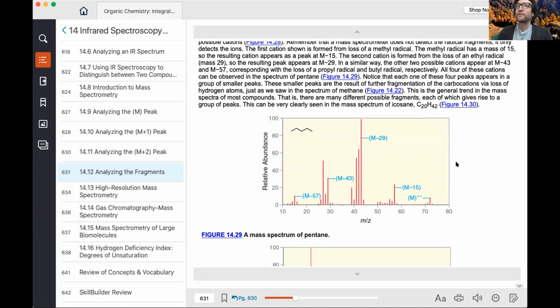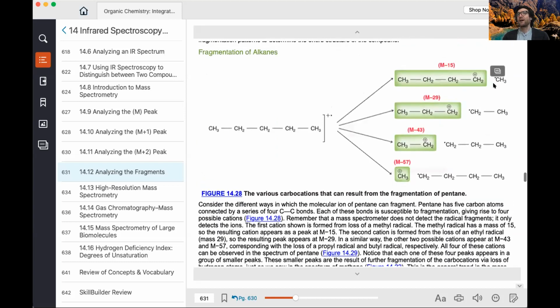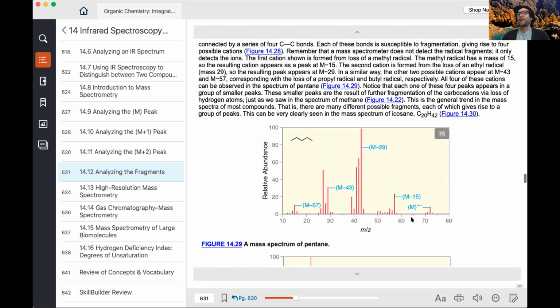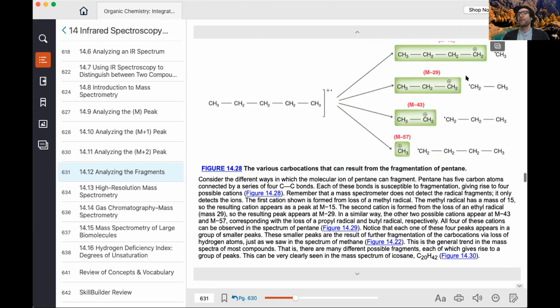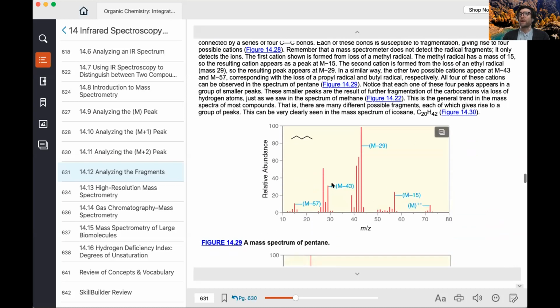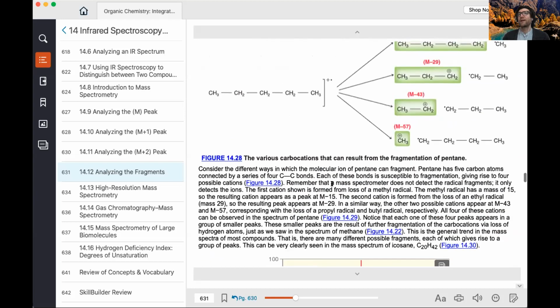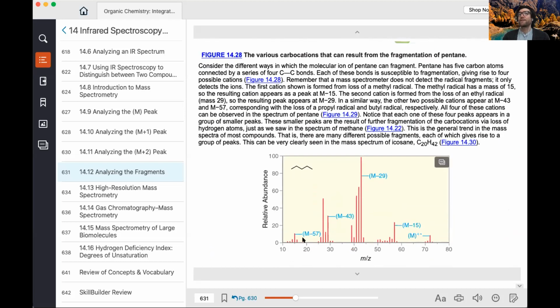And this might look familiar to you from the previous sections on identifying the M+1 and M+2 peaks, because each of these is separated by 14 mass units. So you have the parent ion, and then M-15, which is that loss of a methyl group. Then you have M-29, which represents the loss of the end methyl and the next methyl. M-43, which is the loss of all but 2 of the carbons. And then M-57, which is just the lonely methyl ion.